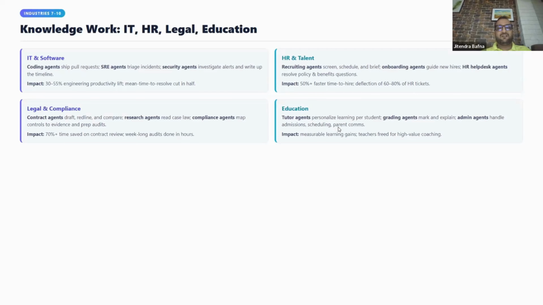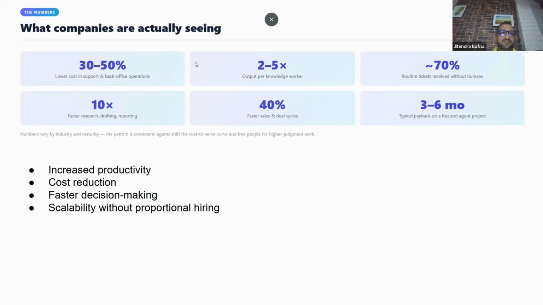So we already have a lot of tutor agents available, which help the student to personalize the learning. So what are companies actually seeing? There is a 30 to 50% lower cost in support and back office operations. As you know, customer service or support services have already been automated. People have started automating that. They are building agents and automating that.